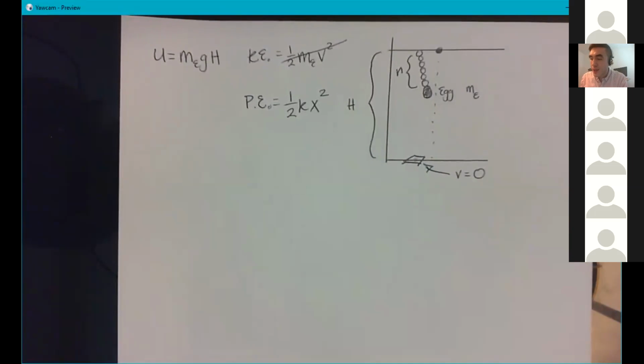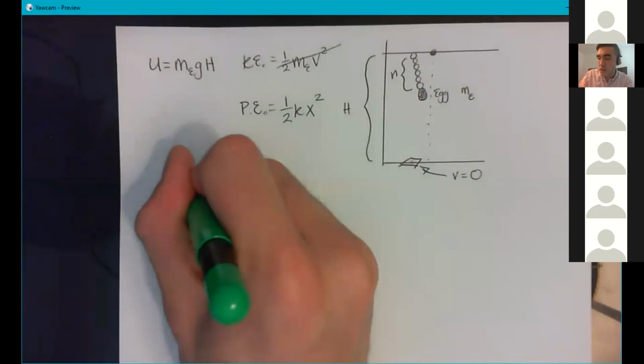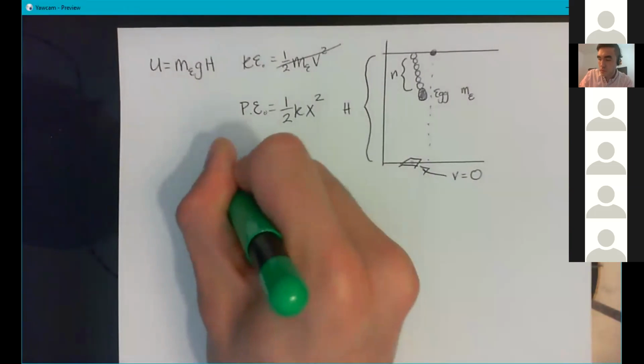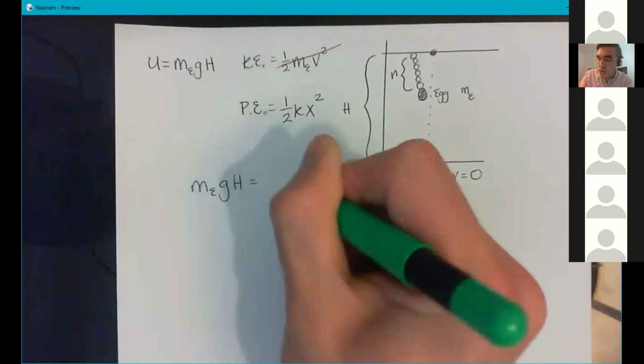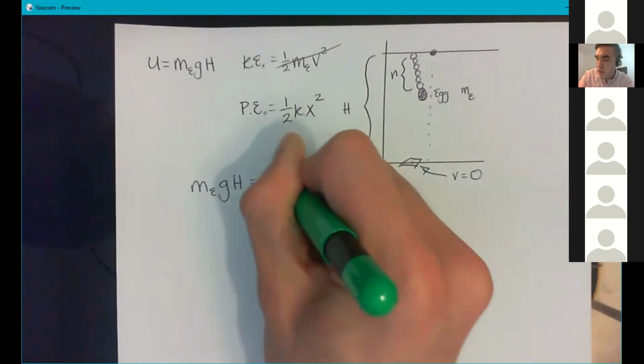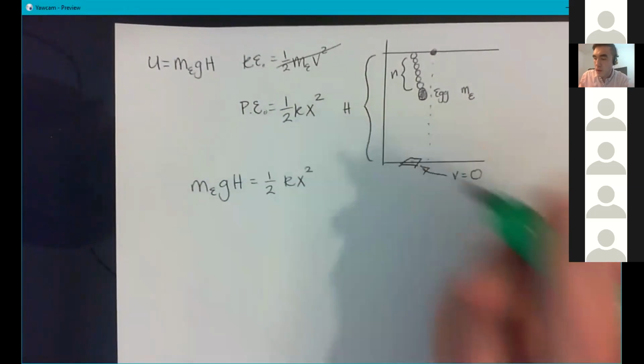And so here is the part where it gets hard. This is the part that got me addicted to physics. This is an easy setup. However, we have to make 2 wild substitutions in here in order to get a good answer. And so basic setup, mass of the egg, g h, is going to be equal to 1/2 k x squared.